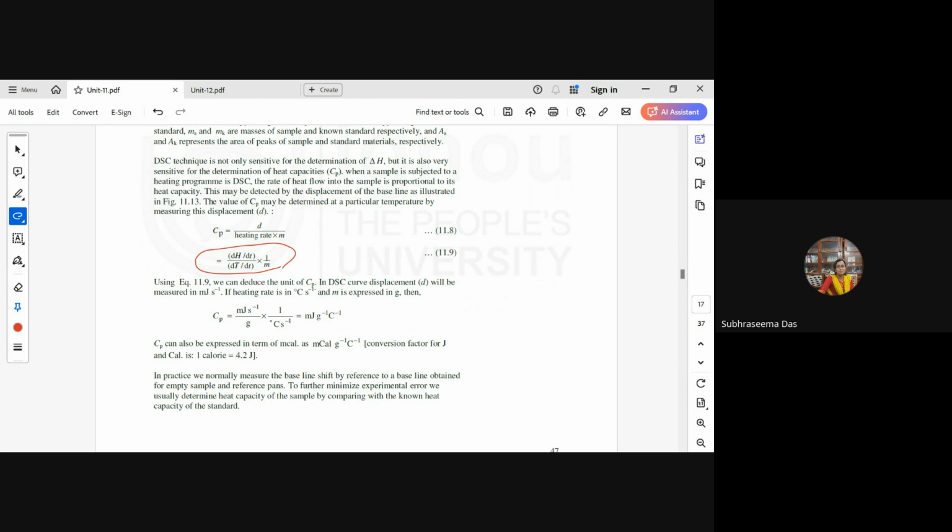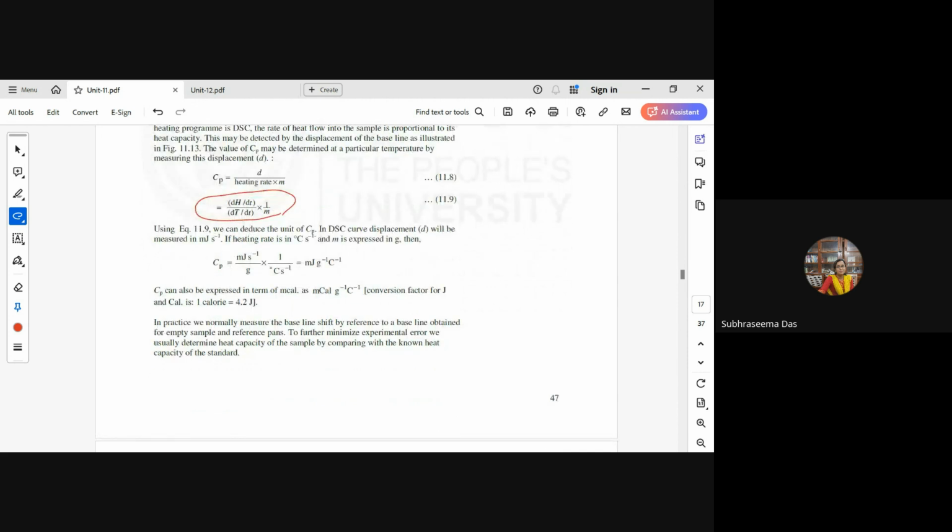In the DSC curve, the displacement will be measured in millijoules per second. If the heating rate is in degrees centigrade per second and m is expressed in grams, then the unit of Cp is given as mJ per gram per degree centigrade. Cp can also be expressed in terms of calories, since the conversion factor is 1 calorie equal to 4.2 joules, and the value can also be calculated in terms of calories.